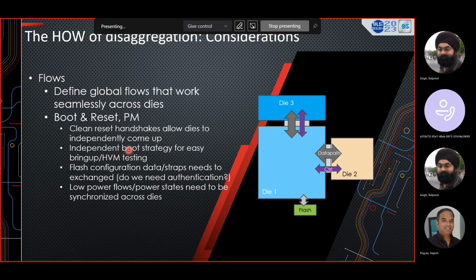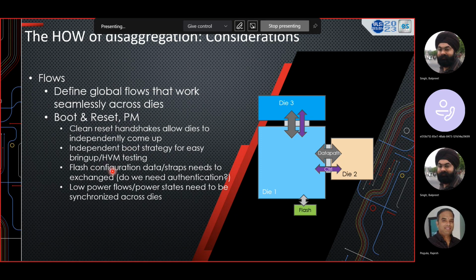So you need to have some kind of a strategy in place, maybe just for the debug part, where you are able to boot each of these chiplets separately and validate and test each of these parts independently before you put them together. That's also going to be key in your HVM testing. In your testing itself, you need to make sure that you are able to test each of these dies before you package them in one go.